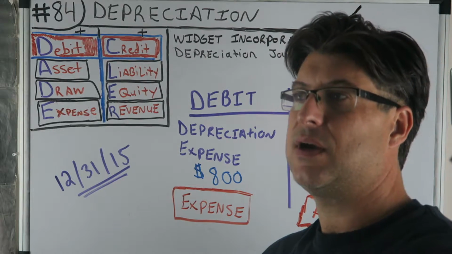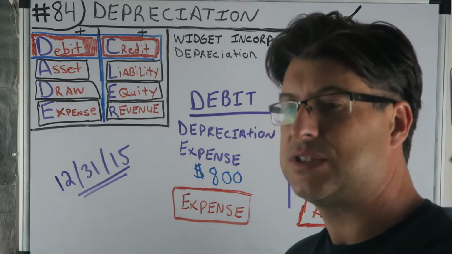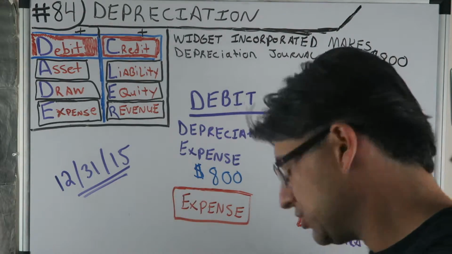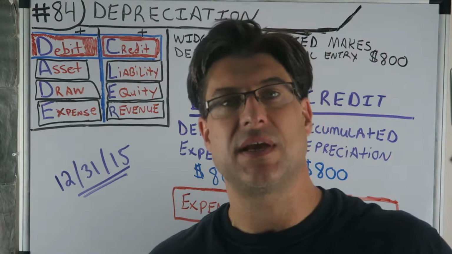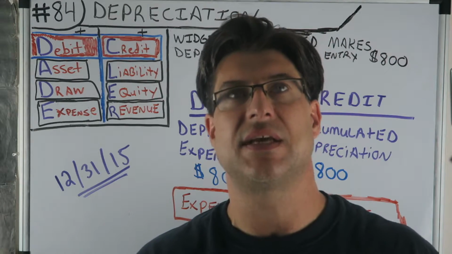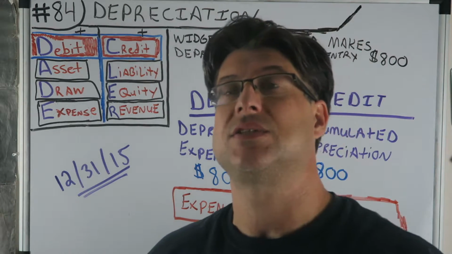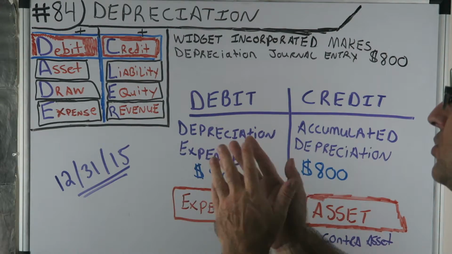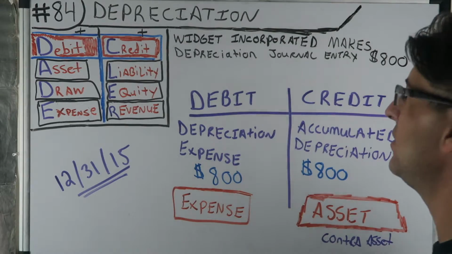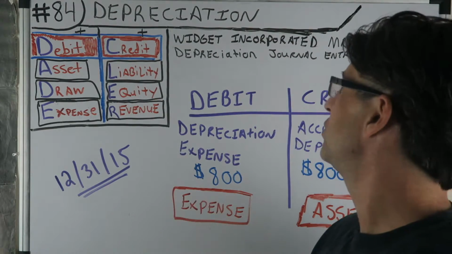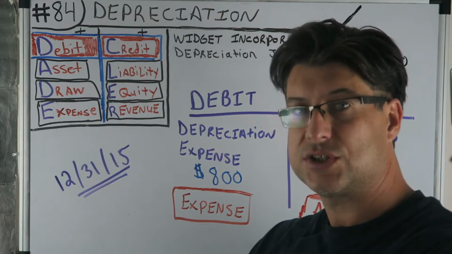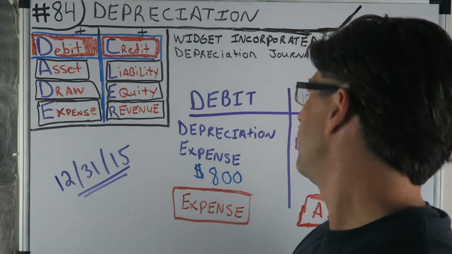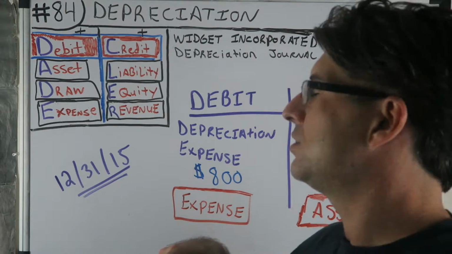I like how our journal entries affect our chart of accounts, our general ledger, our balance sheet, our income statement. That's kind of what I'm trying to focus more on with this particular Widget Inc. So anyways, let's go to this journal entry. 12/31/15, last day of the year. Widget Incorporated makes a depreciation journal entry for $800, an adjusting entry. So what would that be? Well, we figured out it was $800.